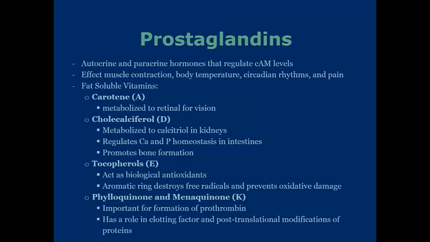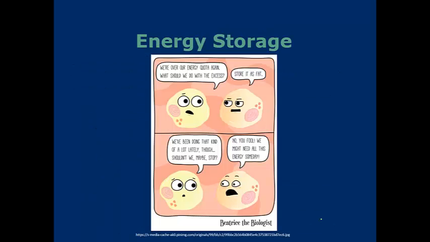This is going to regulate calcium and phosphorus homeostasis in the intestines, and obviously, because of this reason, they promote bone formation. Tocopherols, or vitamin E, is a biological antioxidant. The aromatic ring destroys free radicals and prevents oxidative damage. And lastly, vitamin K, or phylloquinone, and menaquinone are important for the formation of prothrombin, which will be important in clotting factors. The last categorization of lipids that we need to talk about are the ones involved in energy storage.